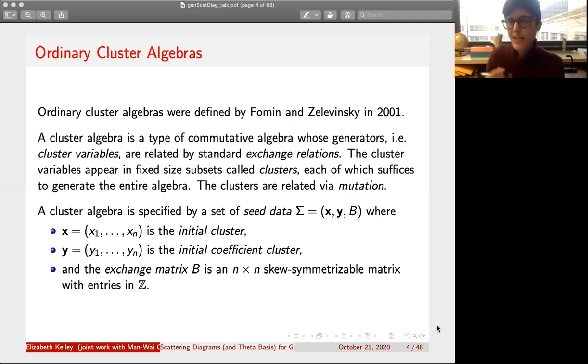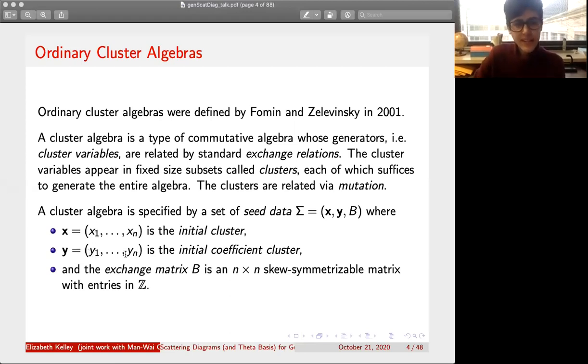And so if I wanted to communicate to you what cluster algebra I was thinking about, what I would do is I would tell you what's called a seed. And a seed contains three things. So it contains first this list of x variables, x1 through xn, which is called the initial cluster, and that's a set of cluster variables.